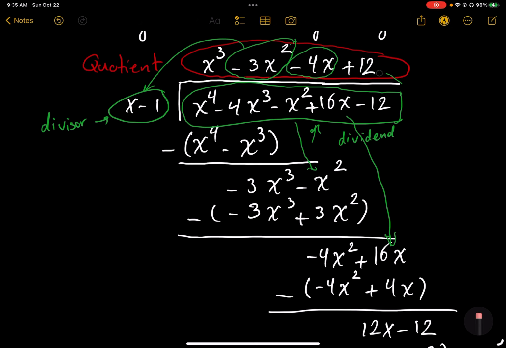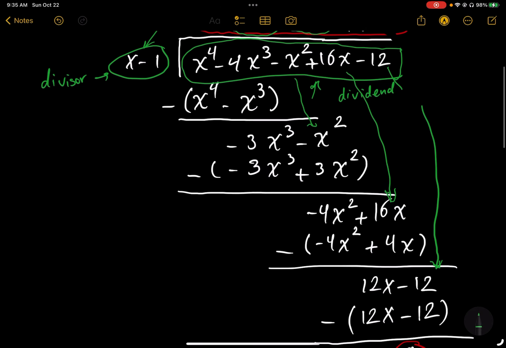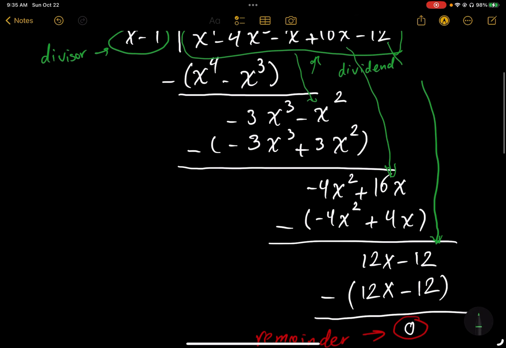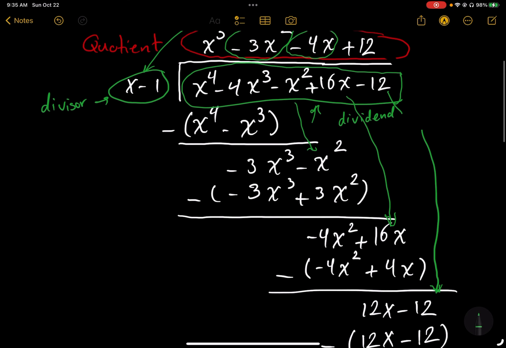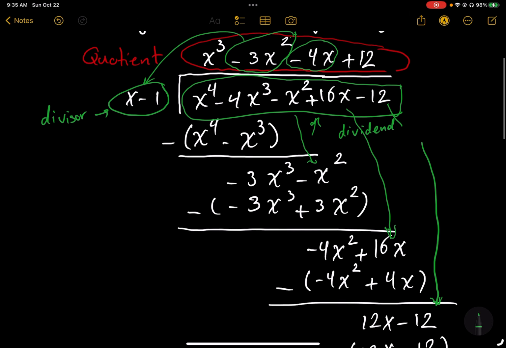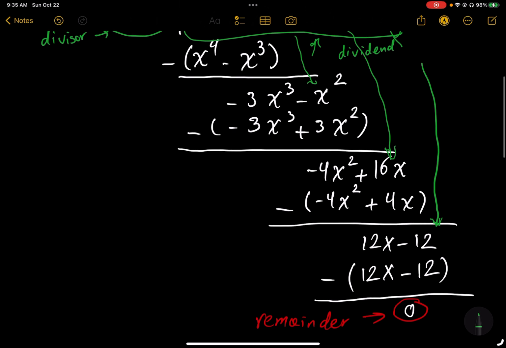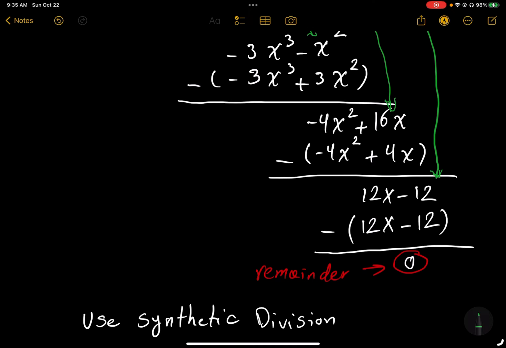So I'm going to go ahead and bring down that last 12 that we have. There is a reason why they call this long division, because it's a little bit tedious and it takes a little longer because you have to write all these terms. So I bring down that 12, and the last term of the quotient is going to be plus 12. 12 times x minus 1 gives me 12x minus 12, and that's going to give me a remainder of 0, which is what I expected.